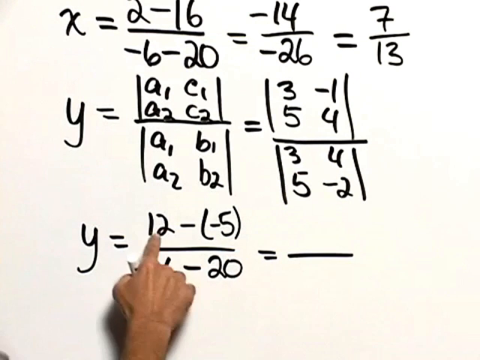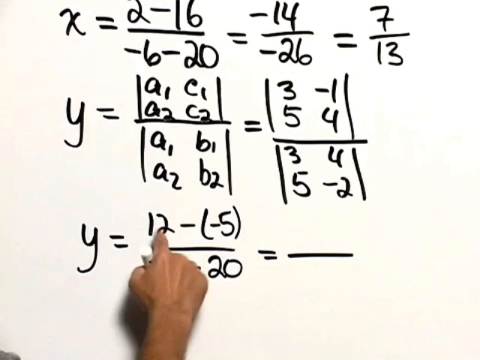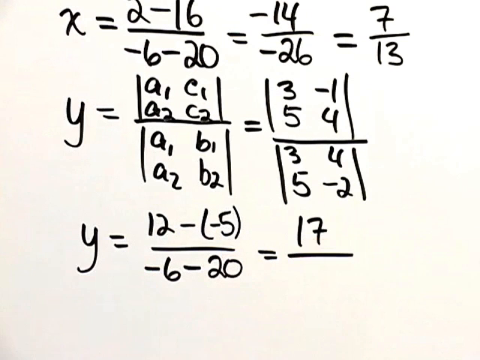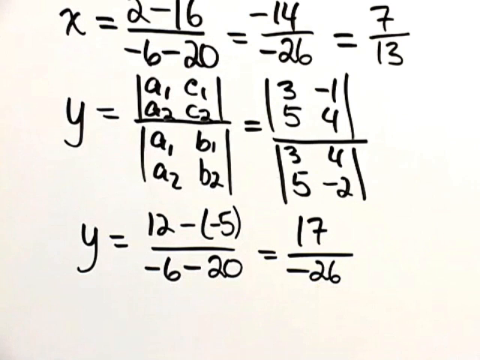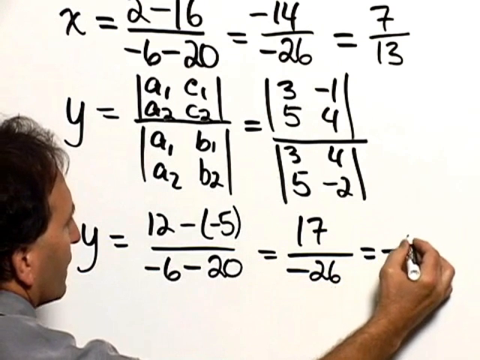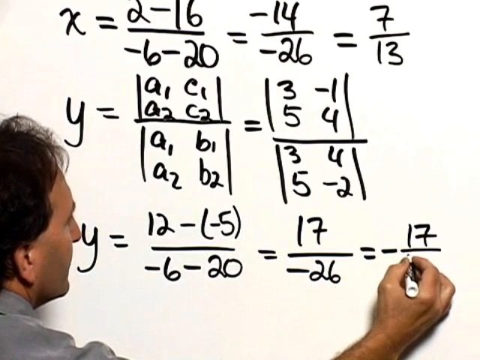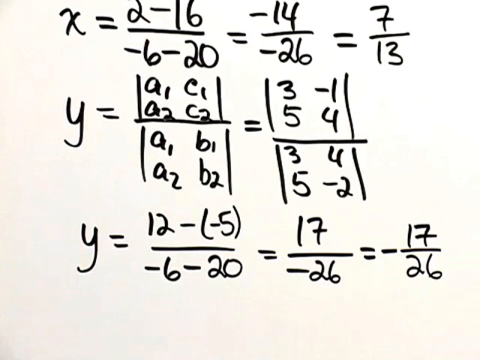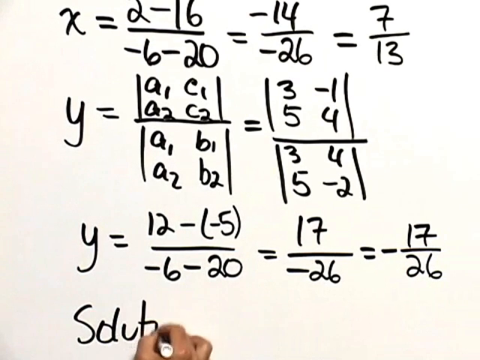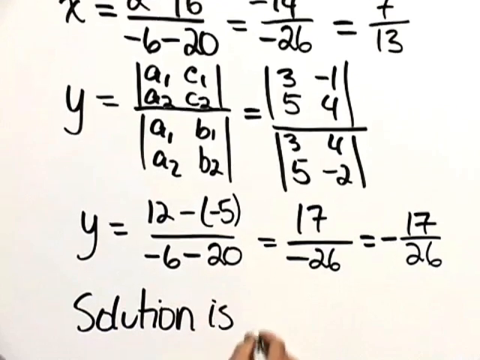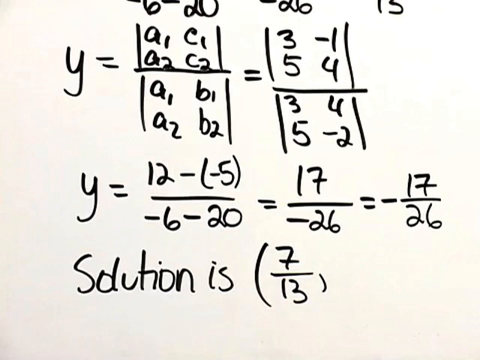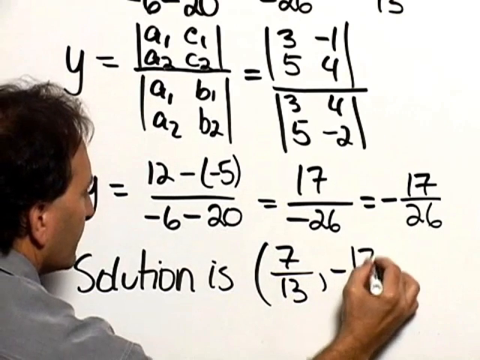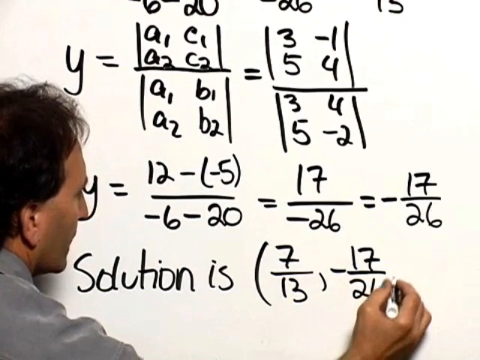In the numerator, 12 minus a negative 5 is 12 plus 5, or 17. In the denominator, it's equal to negative 26. We saw that earlier in this example. That gives us a result of y equals negative 17/26, and that means that the solution is the point x is 7/13, comma, y is negative 17/26.